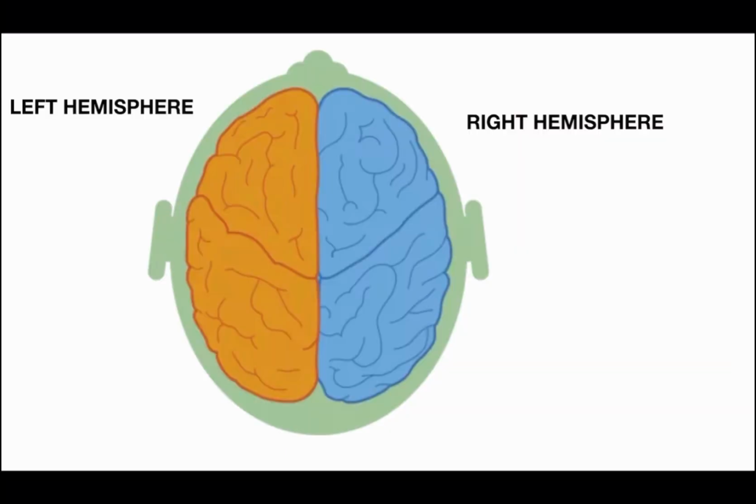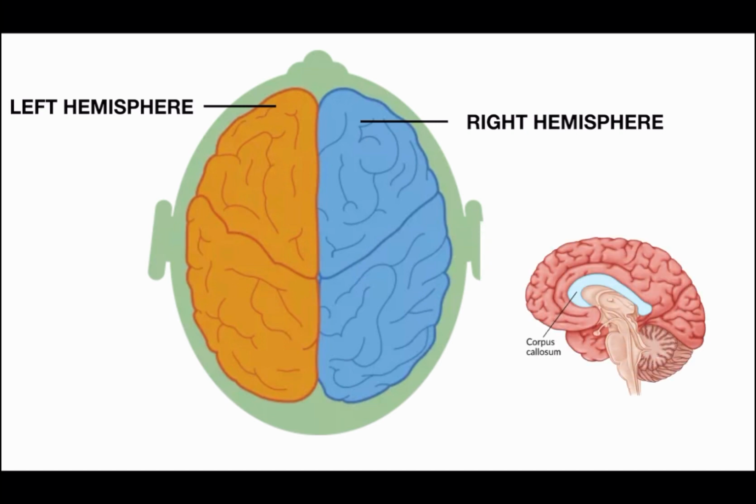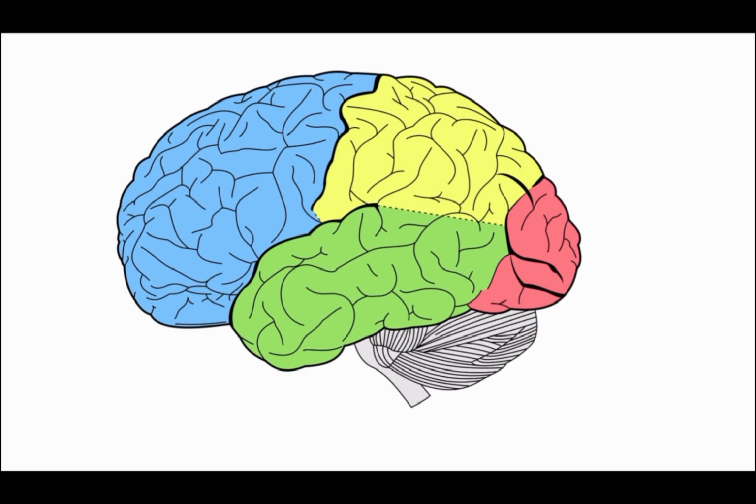The cerebrum is divided into two halves, or hemispheres, the right hemisphere and the left hemisphere. The left controls the right side of the body and the right controls the left side of the body. These two hemispheres are connected by a wide band of nerve fibers called the corpus callosum. The cerebrum performs higher functions.